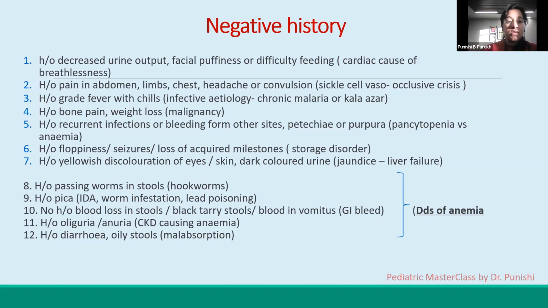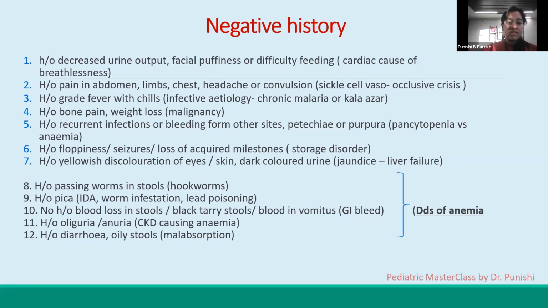So there's a risk of increased infections, and you could have bleeding from other sites. When you have all of these, it points more towards some problem with the bone marrow and the maturation, whether it's only anemia or whether it's affecting the other cell lines.